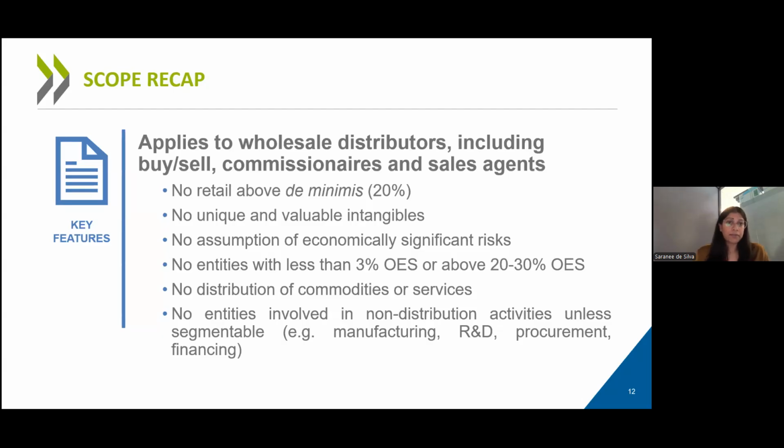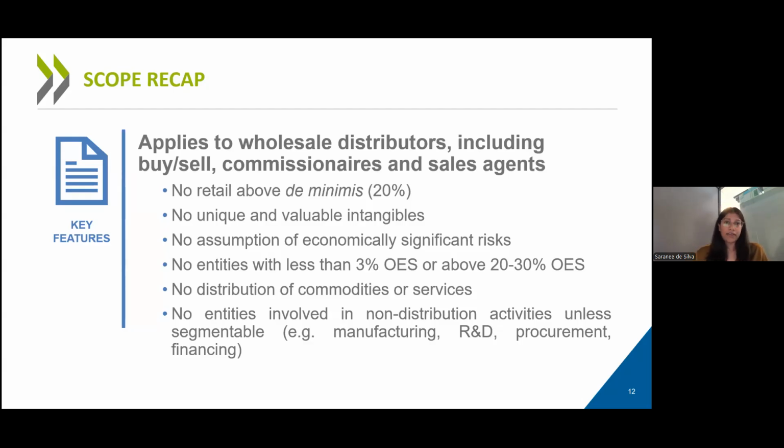For the purposes of Amount B, the definition of wholesale distribution also includes a component of retail sales activity. So to the extent that an entity does wholesale distribution and up to 20% of their net revenues also come from retail sales, then both those activities can be priced under Amount B and would be considered part of the qualifying transaction. We then move on to the actual scoping criteria themselves.